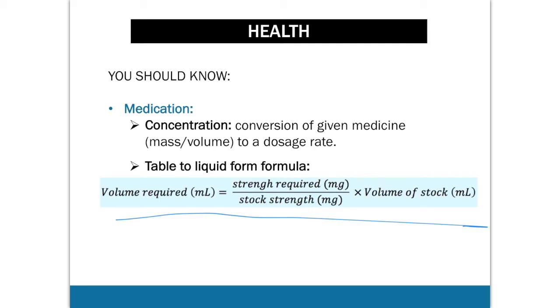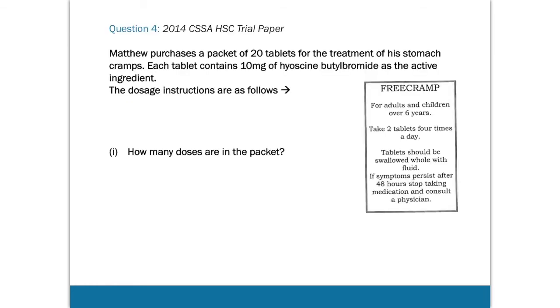So let's just look at some questions. Matthew purchased a packet of 20 tablets for the treatment of his stomach cramps. Okay, 20 tablets. Each tablet contains 10 milligrams of hyoscine butylbromide as the active ingredient. The dosage instructions are as follows.